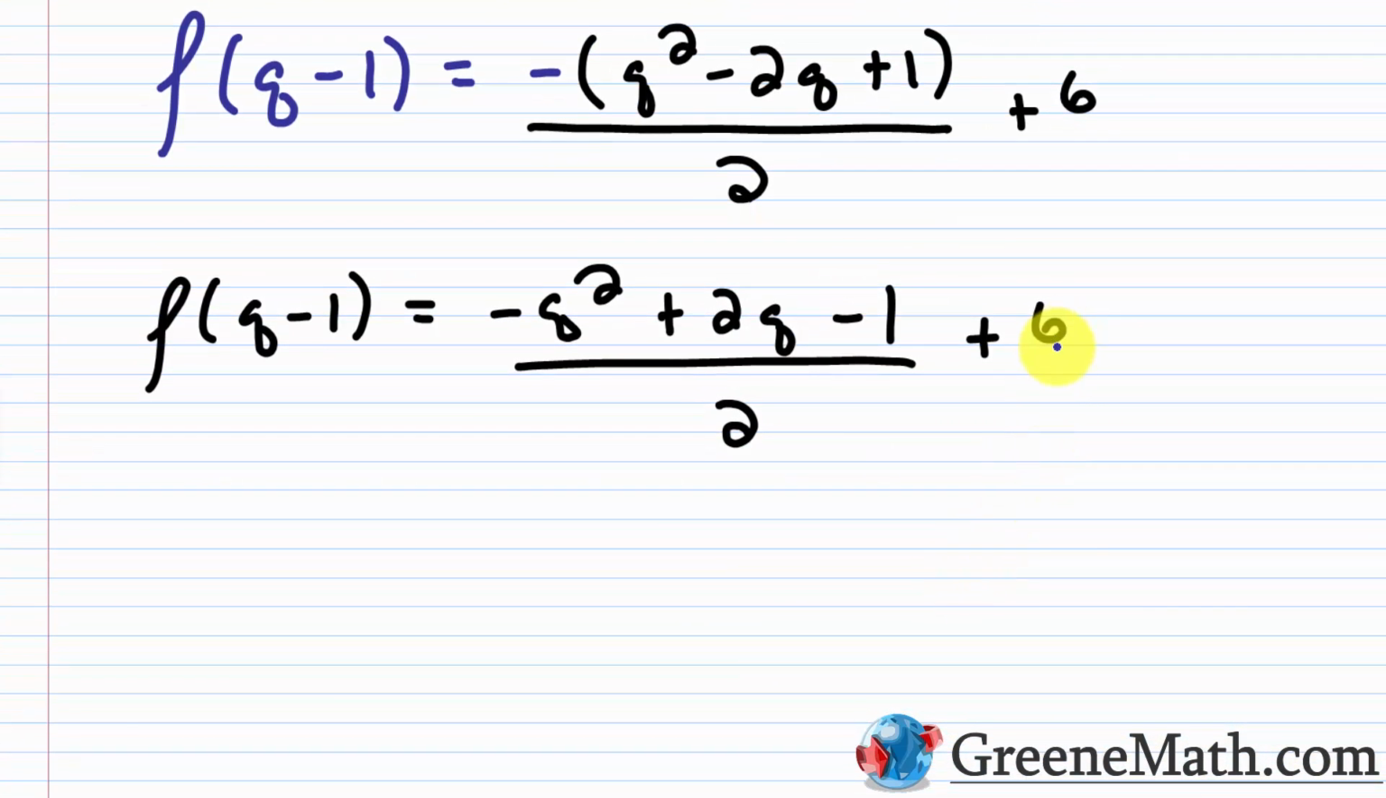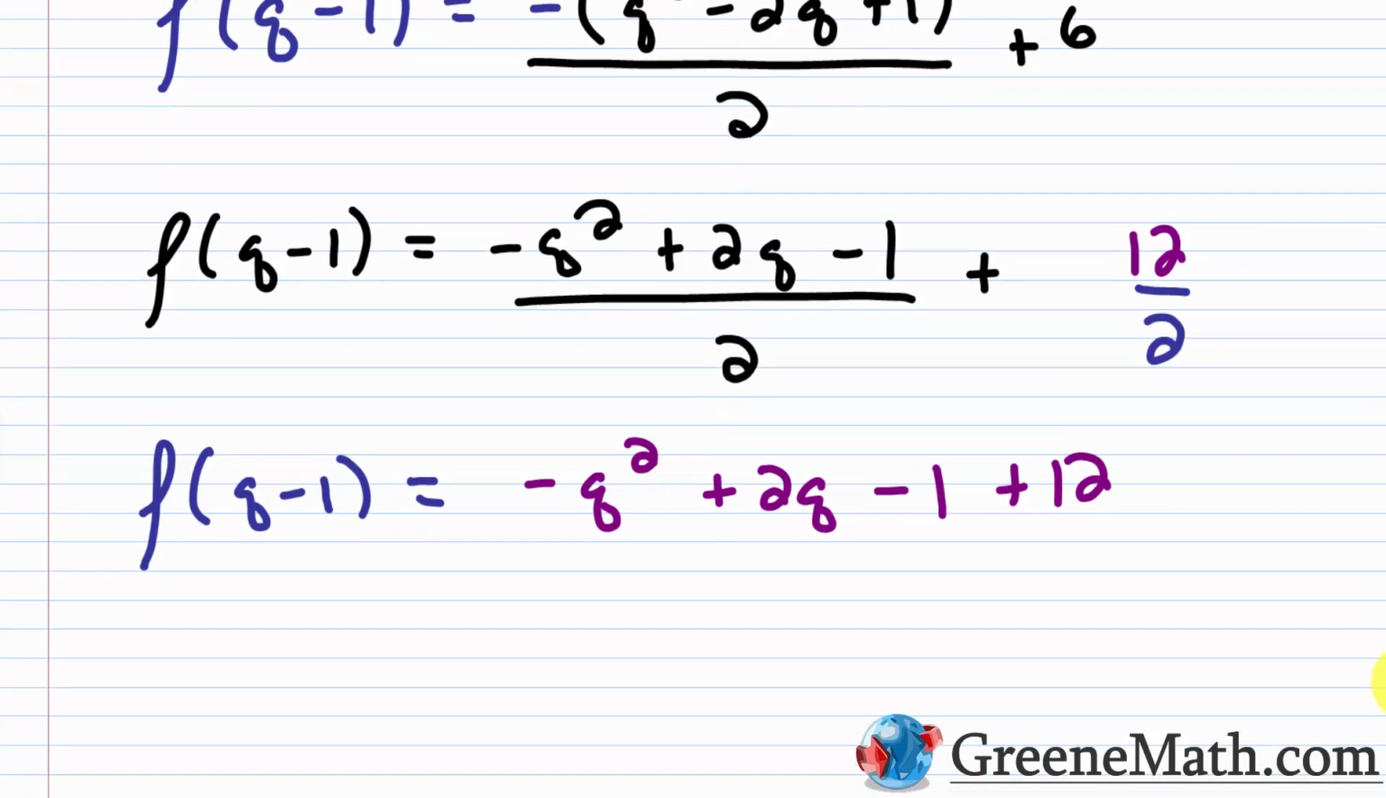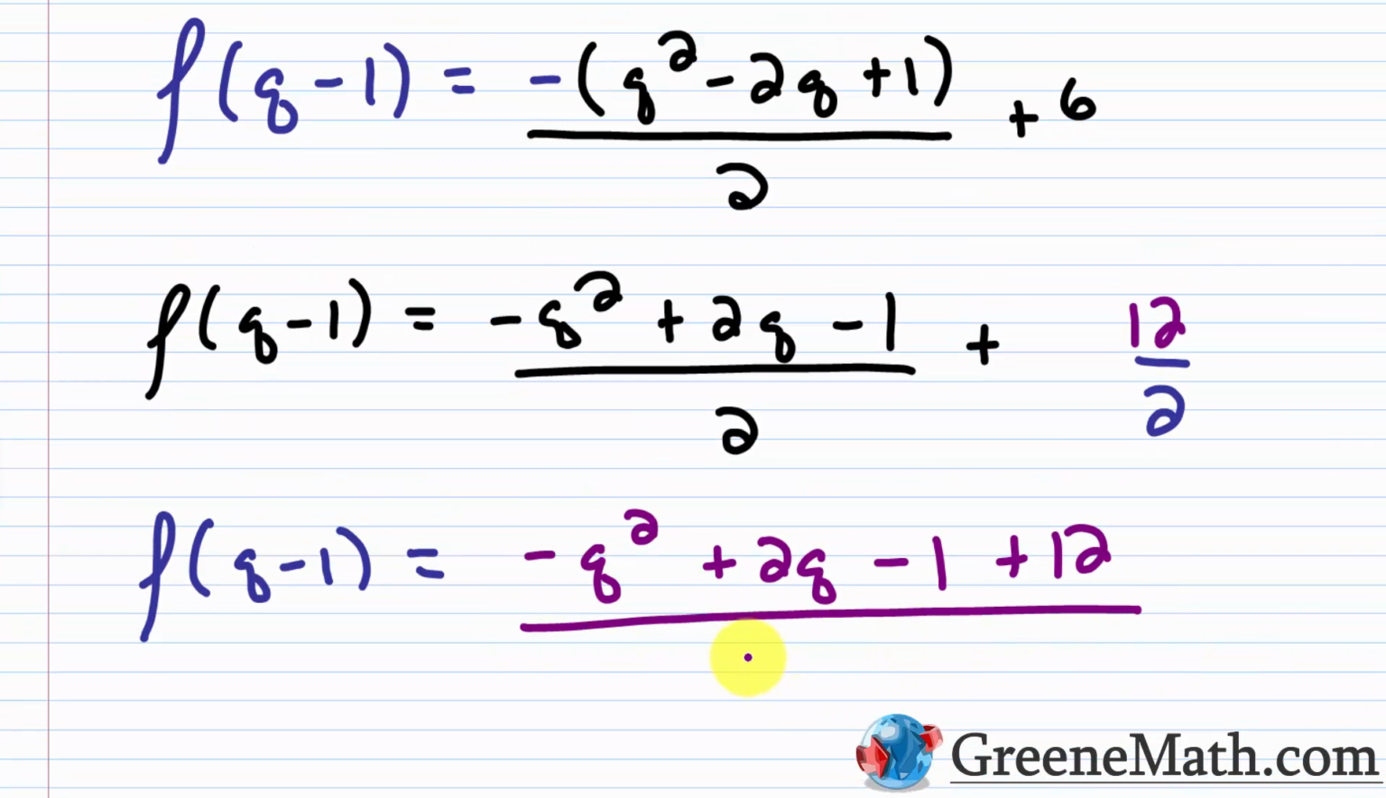So I'm not done here because I could get a common denominator going. I can multiply this by 2 over 2. And what I'd have is f of q minus 1 is equal to your negative q squared. You're not going to be able to do anything with that. Then plus your 2q, can't do anything with that. Then you have minus 1, but look over here. Now you're going to have 12 over 2 here. So I have a common denominator, so I can just do plus 12 over here on the numerator. This is going to be over the common denominator of 2.